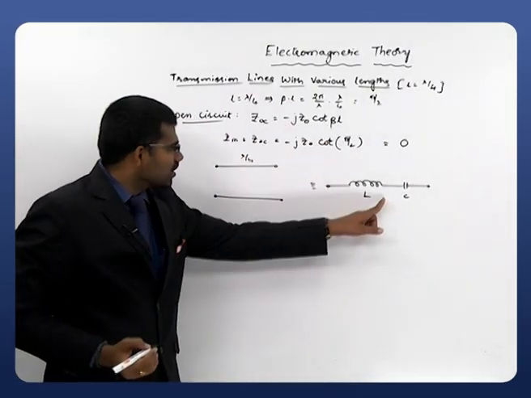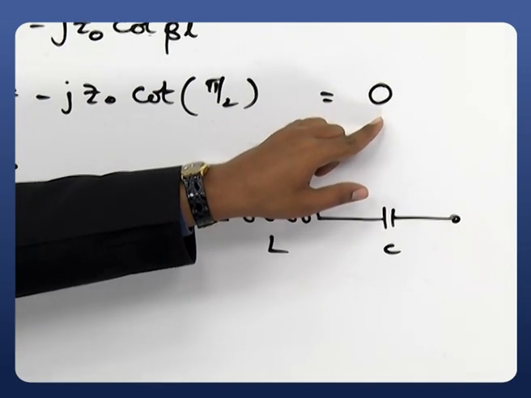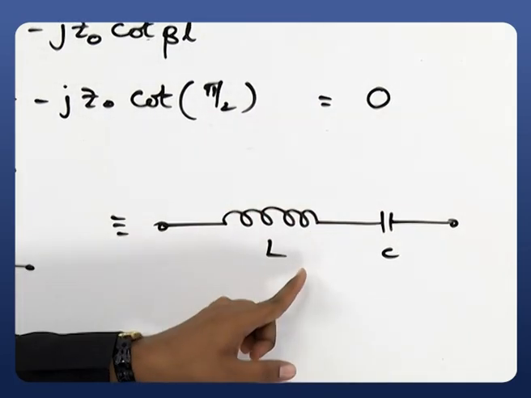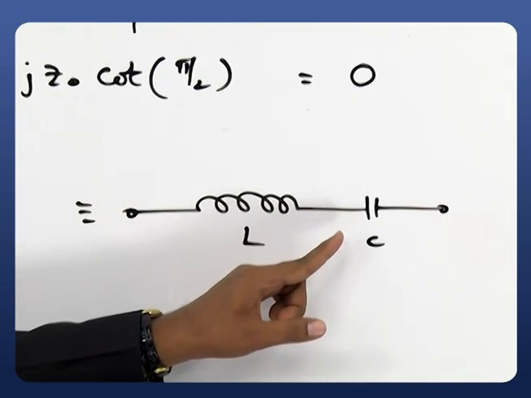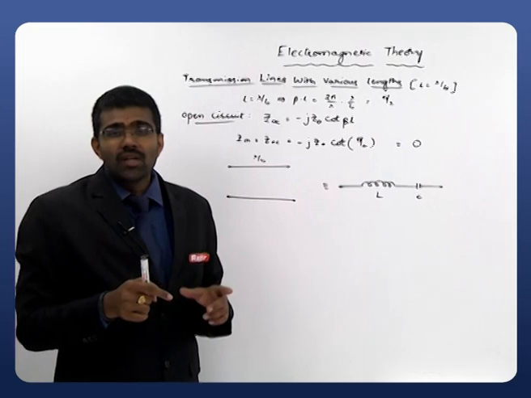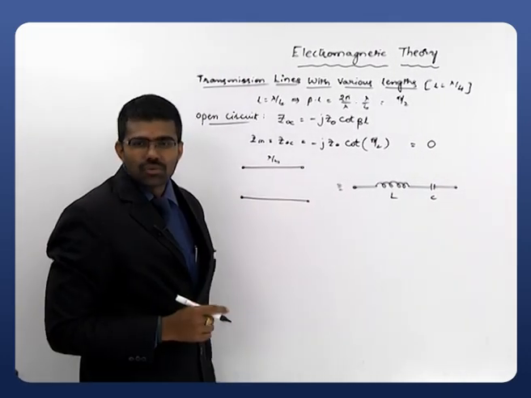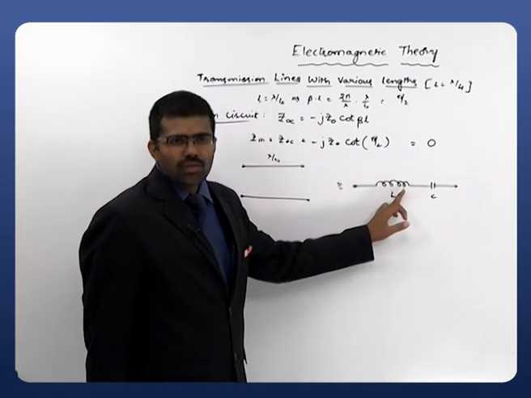Why was this series combination observed? Because the impedance at that particular input is 0. As this is 0, I am taking this as a series combination of L and C. So whenever a series combination of L and C is required in the circuitry we have, then easily you can use this lambda by 4 line with the open circuit. So this is for our open circuit line.